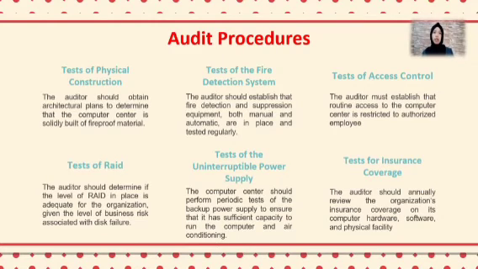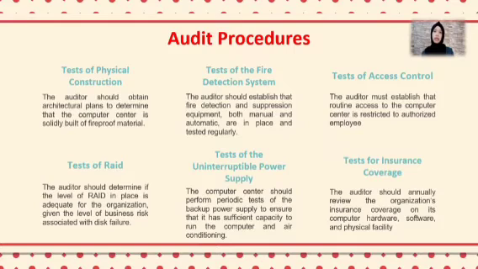The auditor should establish that fire detection and suppression equipment, both manual and automatic, are in place and tested regularly. The fire detection system should detect smoke, heat, and combustible fumes. The evidence may be obtained by reviewing official fire marshal records of tests which are stored at the computer center.